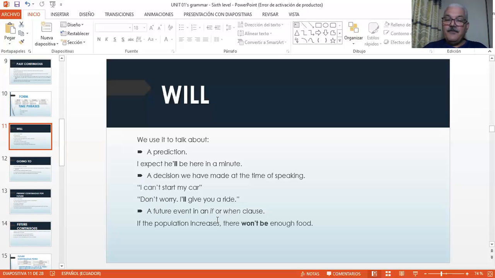Then a future event in which we have an if or a when clause, we say if the population increases, there won't be enough food. So for that, we have the use of will.